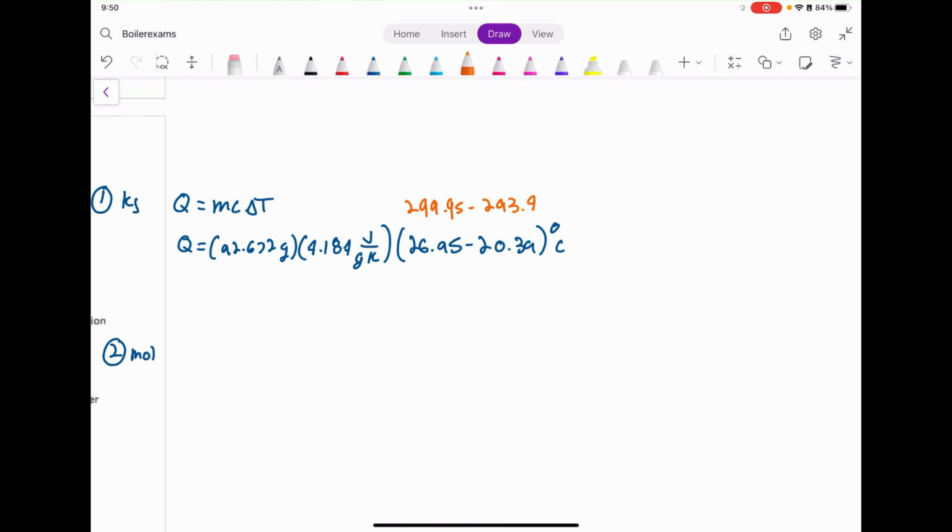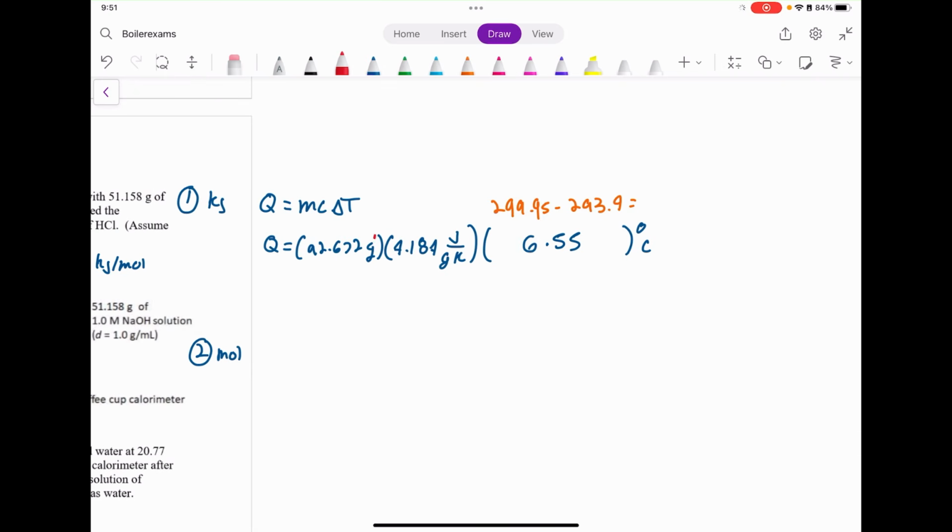299.95. This orange is going to give me the same delta T as the one right below it in blue. Quick little note, that might have been a spot for confusion. Anyways, our delta T is 6.55 degrees. So our grams are going to cancel, our degrees units are going to cancel, and we're just going to be left with joules.